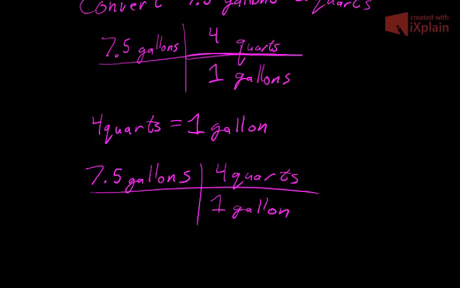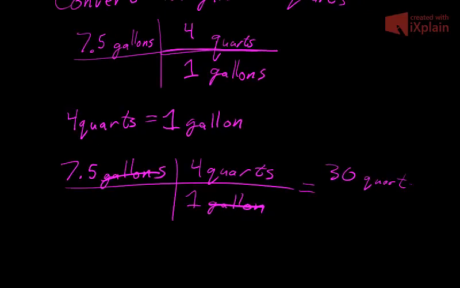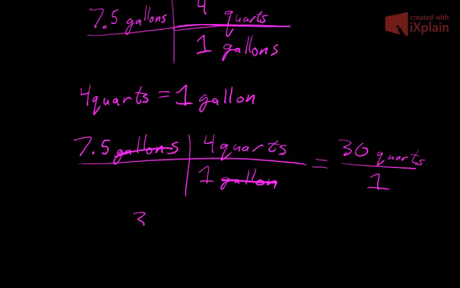And because we have gallon on top and on bottom, those cancel out, just like all our fractions do. And we have 7.5 and 4, which we're going to multiply. 7.5 times 4 is going to be 30. We have quarts on top. That's going to be divided by the 1 that's on bottom. So we can say that is 30 quarts. And that's basically how that worked.